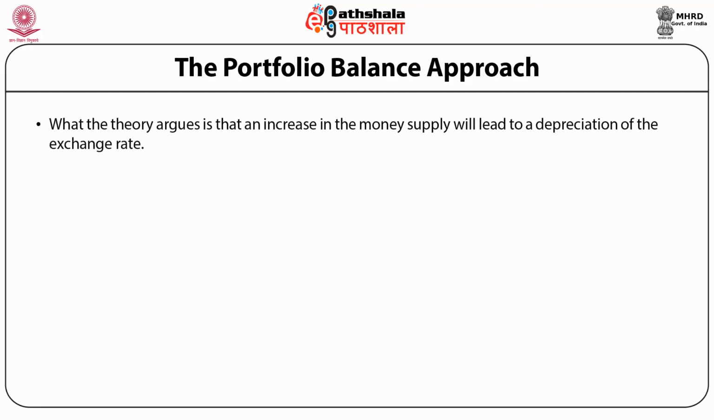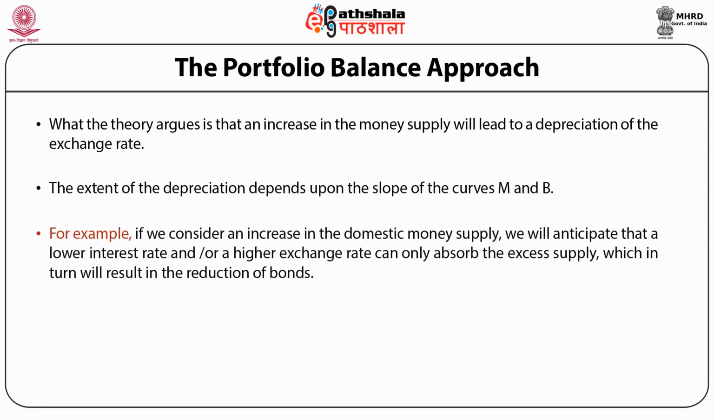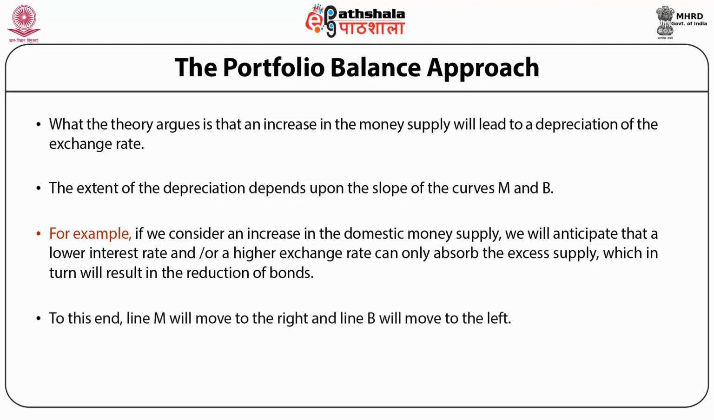What the theory argues is that an increase in the money supply will lead to depreciation of the exchange rate. The extent of depreciation depends upon the slope of the curves M and B. For example, if we consider an increase in the domestic money supply, we anticipate that a lower interest rate and/or higher exchange rate can only absorb the excess supply, which in turn will result in the reduction of bonds. To this end, the line M will move to the right and line B will move to the left.